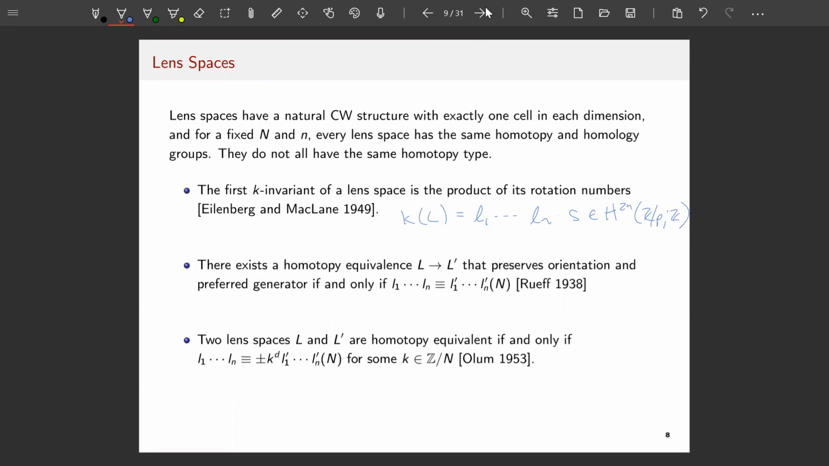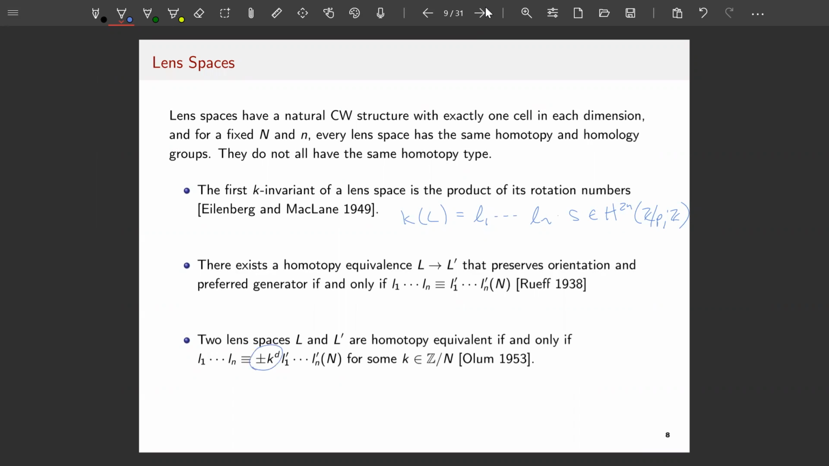There exists a homotopy equivalence between two lens spaces that preserves orientation and preferred generator if and only if the product of the rotation numbers of the lens spaces is the same mod n. So you just multiply all your rotation numbers, and if they're the same mod n, then you know that there is an orientation preserving homotopy equivalence. If you don't care about preserving orientation and you're willing to change generators, then you just need to add in this plus or minus k^d term.